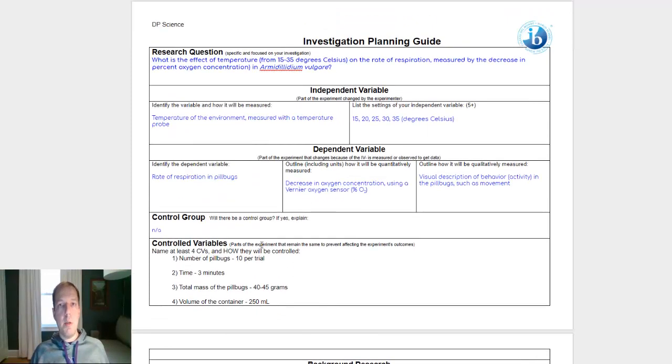So that is the investigation planning guide, which you can use to help design an investigation for any experiment that you do in DP science.